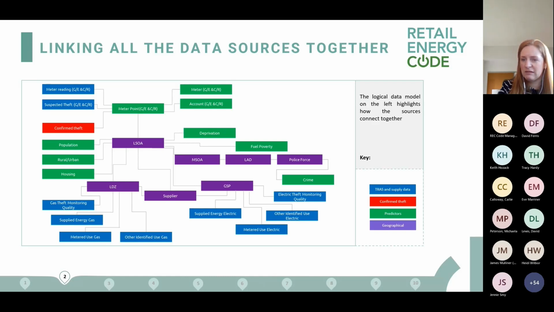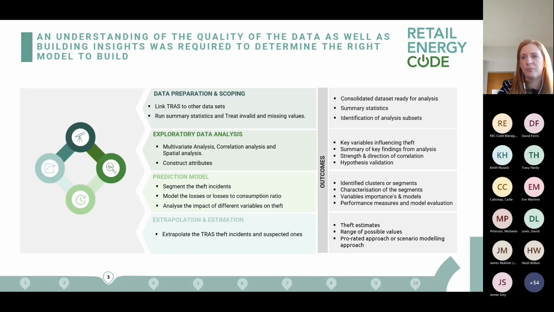If we go on to the next slide, we needed to get an understanding of the quality of the data, as well as building some insight to determine that we were building the right model. This included data preparation and scoping: cleaning the data, running summary statistics, and identifying valid missing values. That was both to understand where data wasn't quite right, and to get a feel for what the data looked like over time and what sort of things it contained.